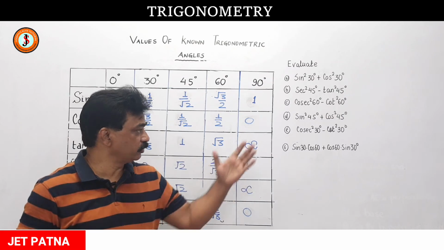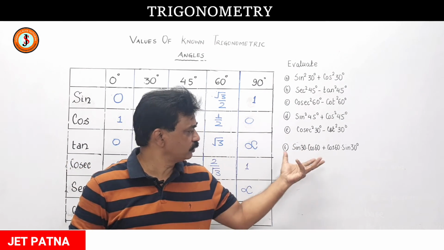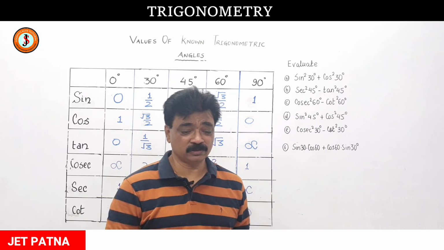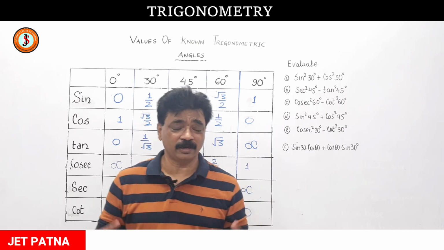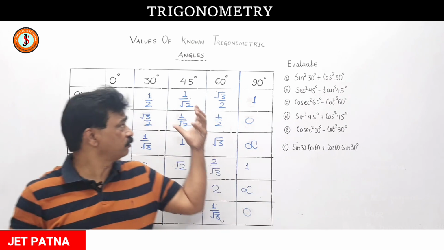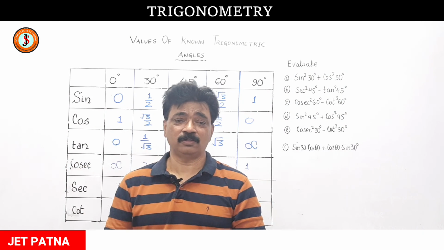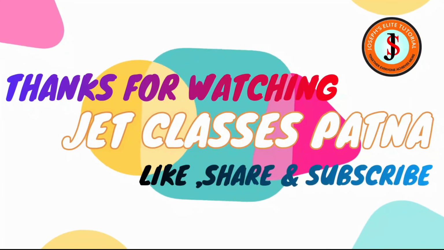So, children, try to do these sums on your own. Most probably all of them will be equal to 1. These are based on some identities which later on you will see, and if you want to know how some of the values like 60 and 30 are derived, I have done that in some of my videos, you can see them. Thanks a lot.